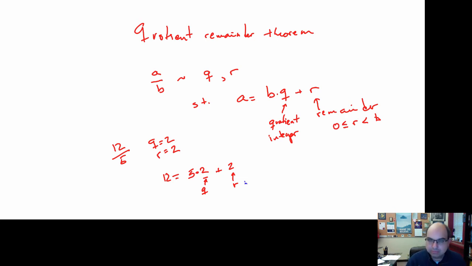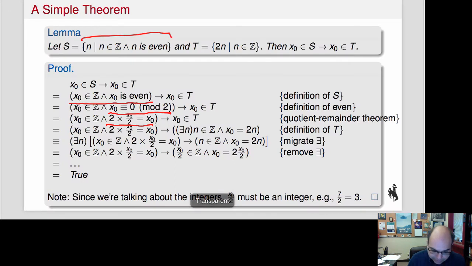And again, I really need to emphasize this. The quotient is always an integer. Okay, so it's not going to be 5 halves. It is 2, right? And the remainder can't be, for example, a negative number. It can't be -3. It also can't be a very large number like 17. Okay, so that's what this theorem tells us.